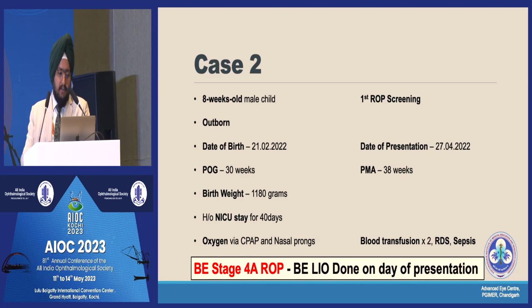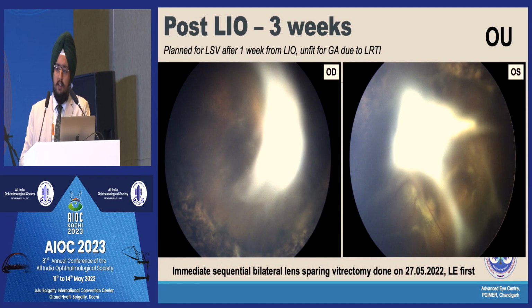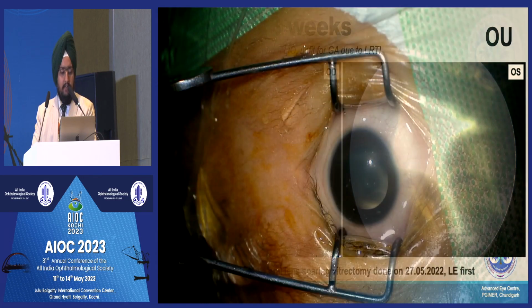So this was an 8-week-old male child presented late for screening, presented with stage 4A, both eyes, laser done initially. This was the picture 3 weeks after laser. Initially, the child was unfit for general anesthesia due to lower respiratory tract infection. So about 3 weeks later, he was ready for surgery, and this was the pre-op picture when we were taking him up. So we planned an immediate sequential bilateral lens-sparing vitrectomy and the left eye first.